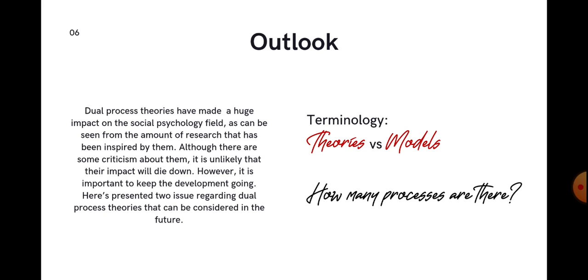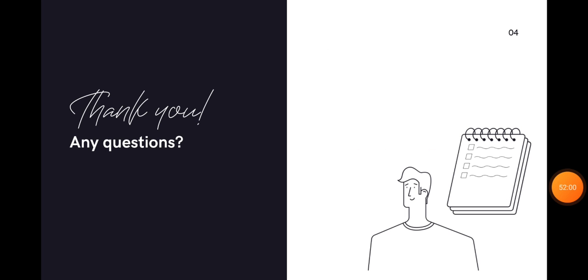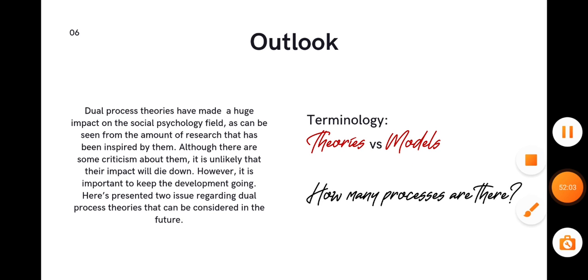And then the second one is how many processes there are. By the name dual process theories, a lot of theories argued that it is better to just use the dual process distinction, which just means that there are two processes. But there are also others that endorse either a single process or multiple processes. So this is a question that needs to be answered: how many processes are actually there in dual process theories.